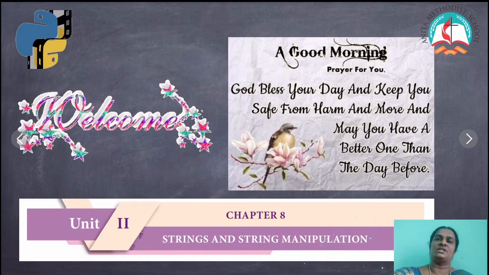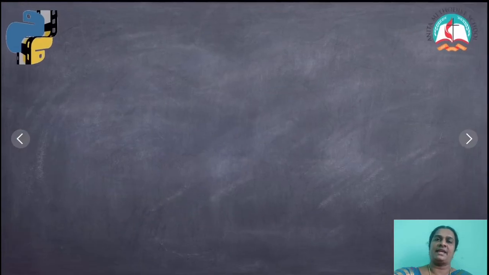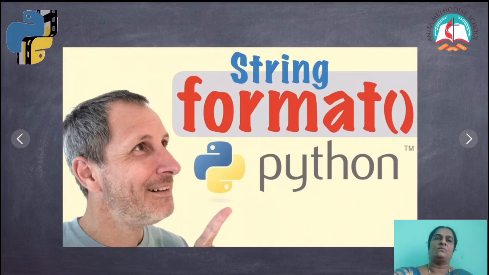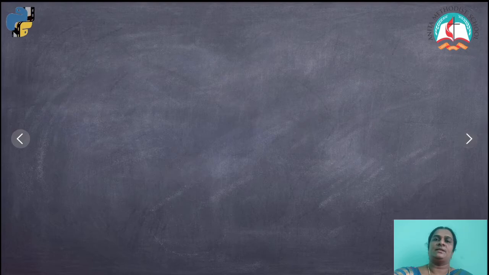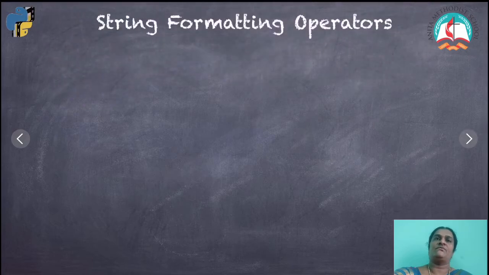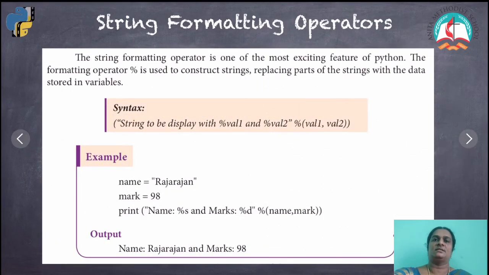Now let's get into the chapter. It's again in chapter 8. Okay, and now we are going to see in detail about string format functions. What are the formatting functions available in the string in Python? Let's see them in detail now. So string formatting operators. So what is the first operator we are going to see?